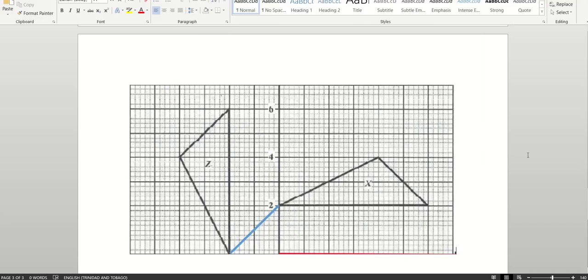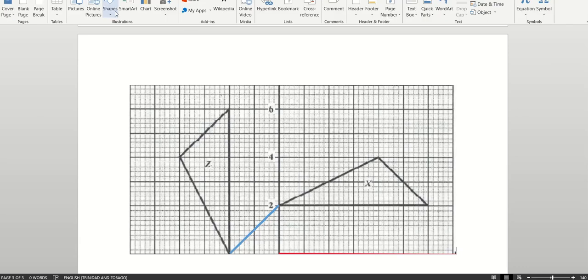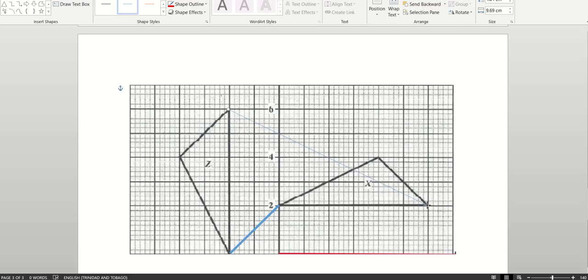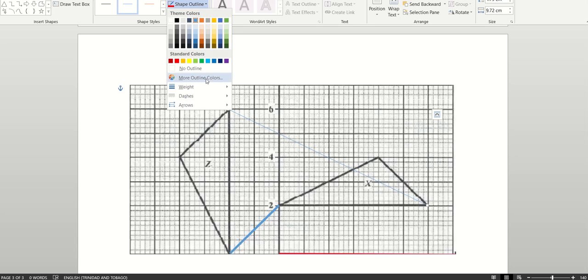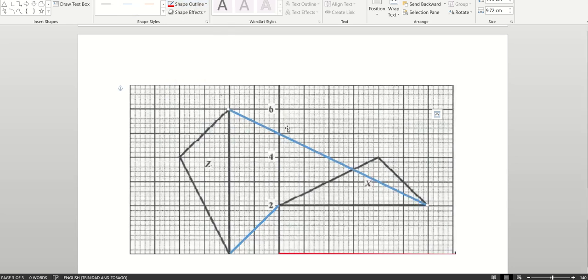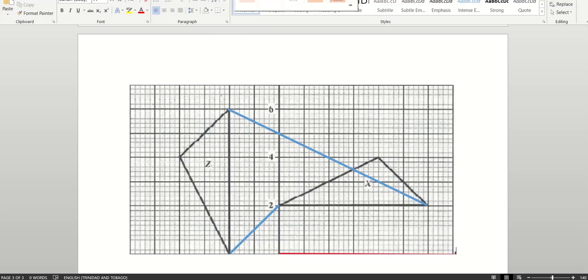Right, and then the next thing you're going to do is you're going to take your next line, and you're going to connect the next 2 corresponding points. This corresponds with this one here. So we connected 2 corresponding points. Then we have to find the middle of these lines, and we can see the middle of this line is right here.